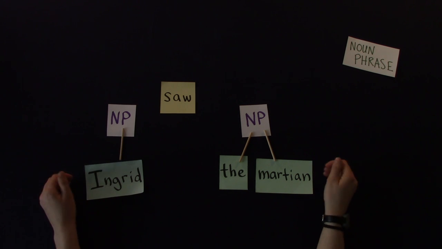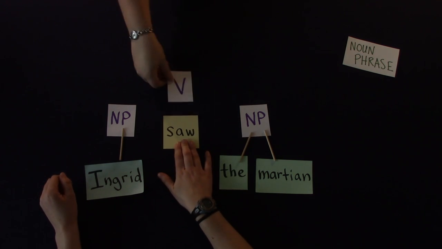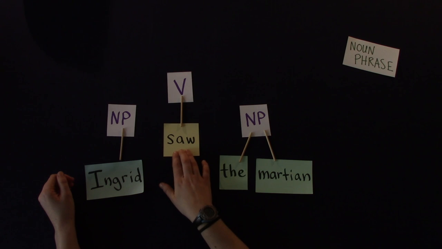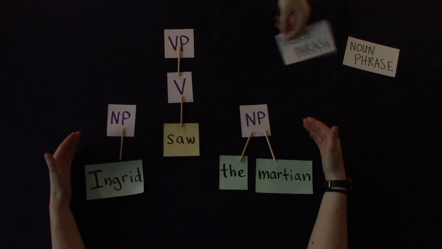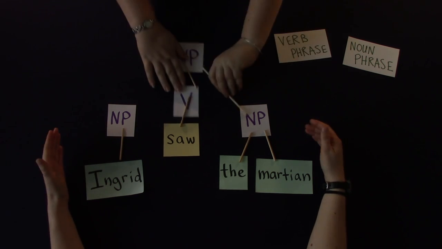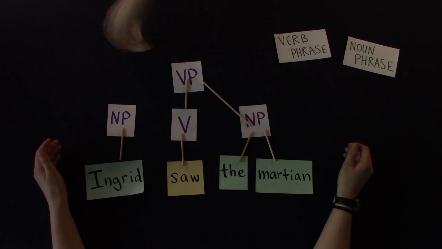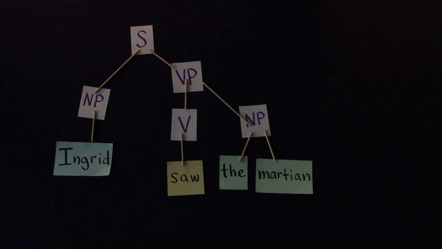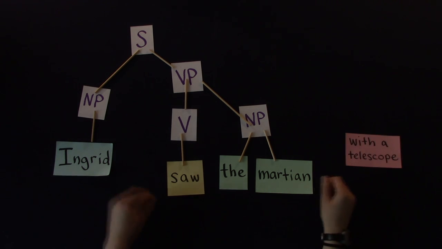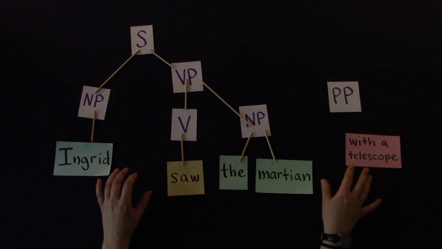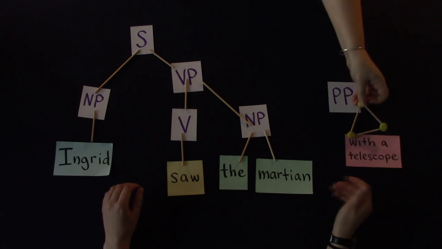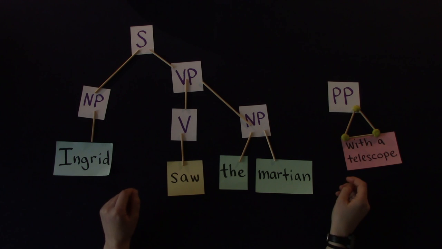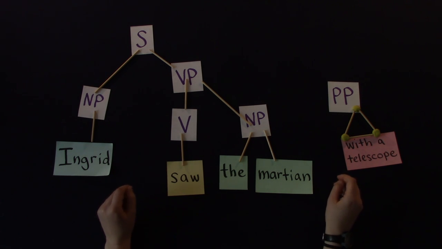If we're talking about NPs, then what about the verb? Just like the noun has a noun phrase, the verb has a verb phrase. And we also have an S that stands for sentence. Now what do we do with the "with a telescope" part? Since "with" is a preposition, we'll give it a prepositional phrase. And since I'm not worried about the internal structure of the PP for the moment, I'm going to use this triangle to indicate the whole phrase at once.